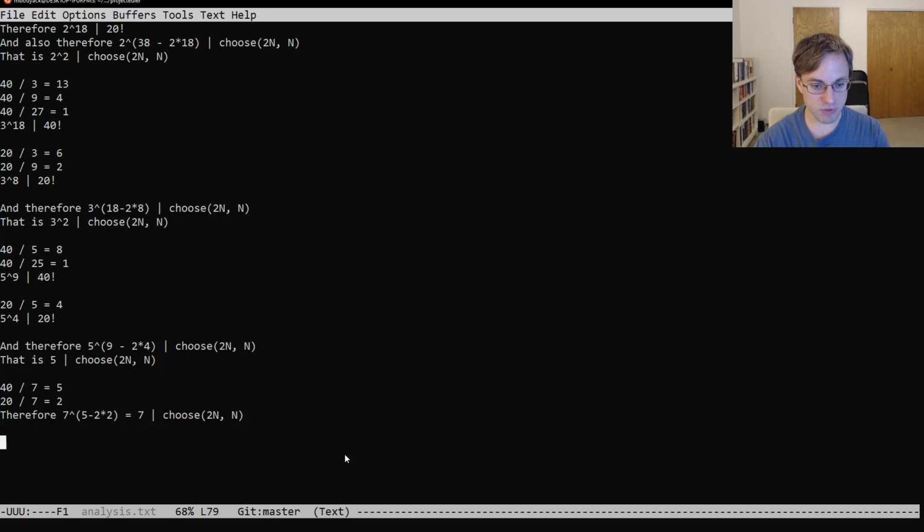Okay, now things start to get a little bit interesting. Moving on to 11, 40 divided by 11 is equal to 3. 20 divided by 11 is equal to 1. And actually, there will be several primes that are all of this form. So it's the case for both 11 and 13. So then 40 divided by 13 is equal to 3. 20 divided by 13.